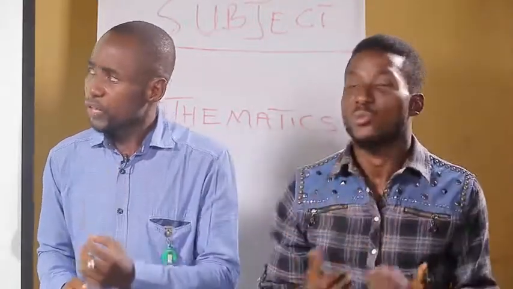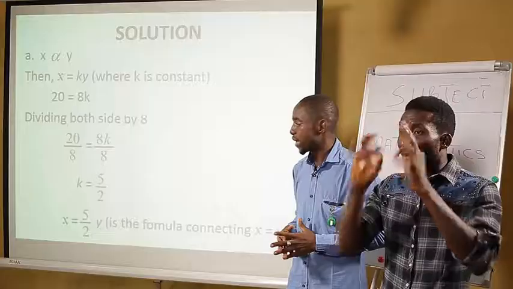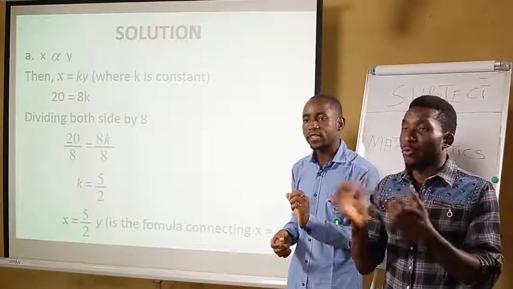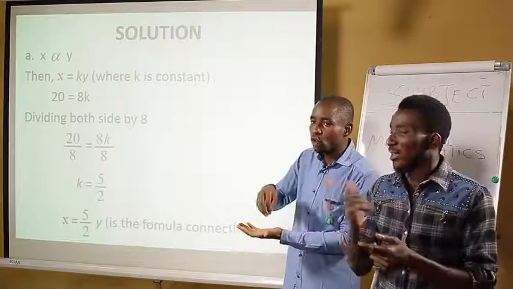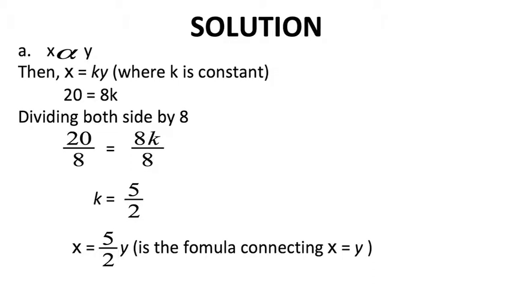Now, the first question says we should find the formula connecting x and y. All you need to do is go back to the first equation, which is x equals ky, and substitute the value of k, which is 5 over 2. Therefore, we have x equals 5 over 2 y. And x equals 5 over 2 y is the formula connecting x and y.